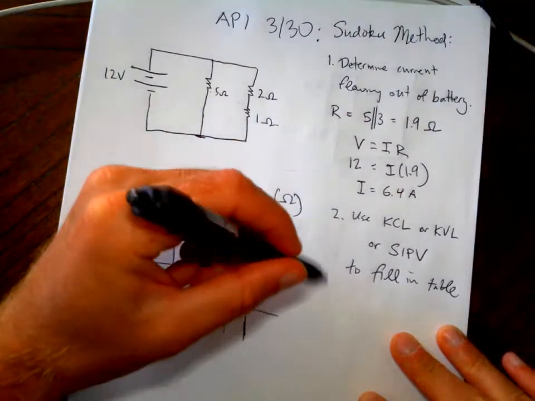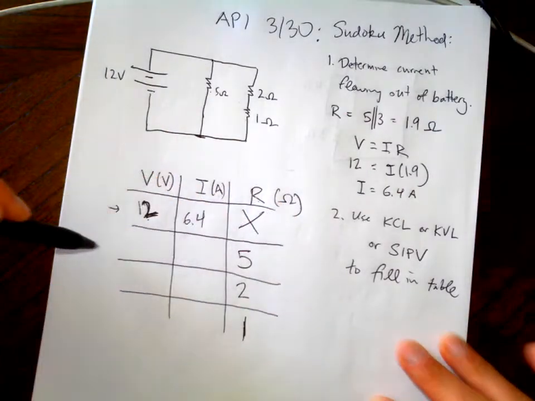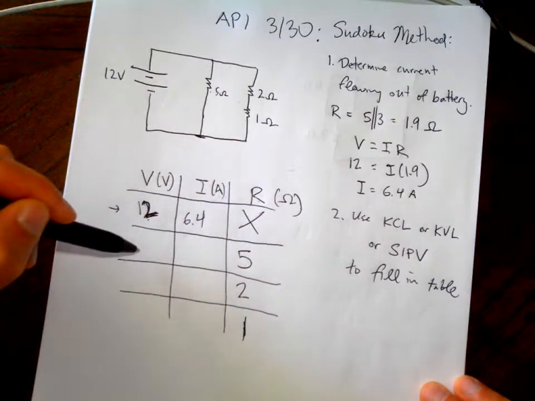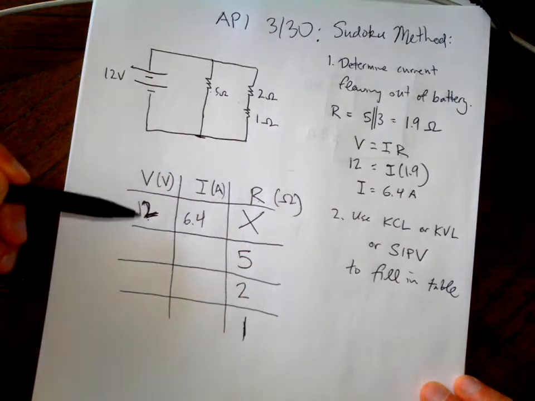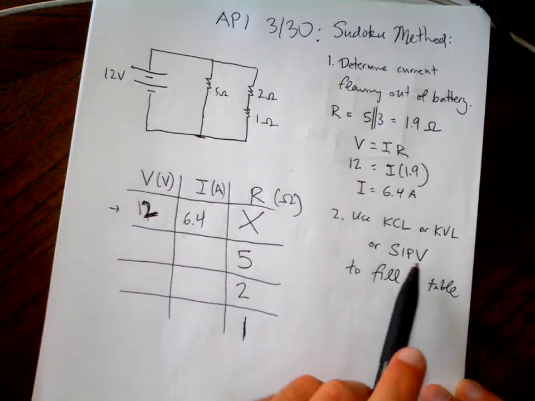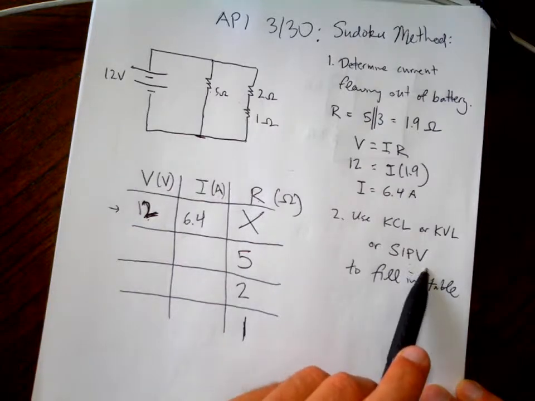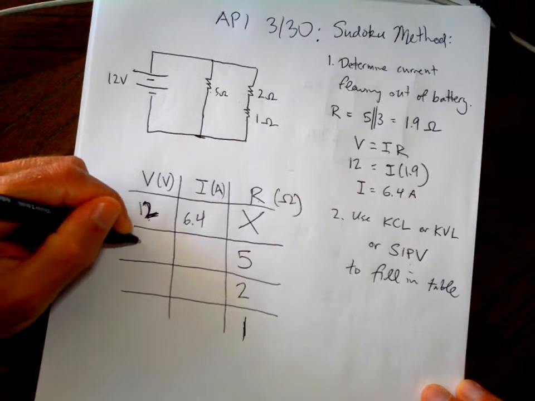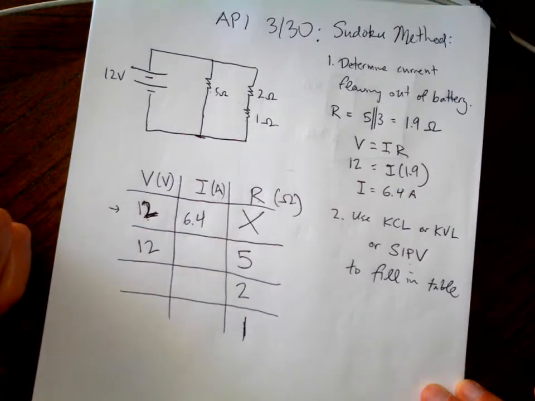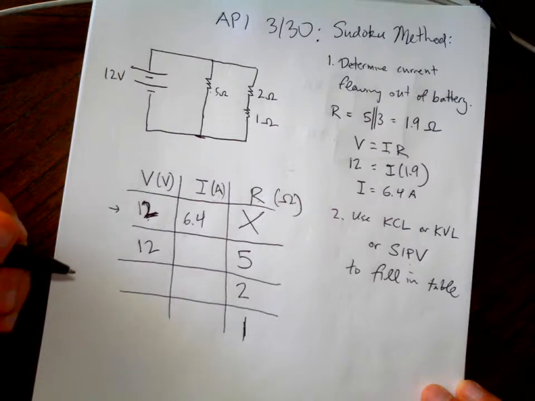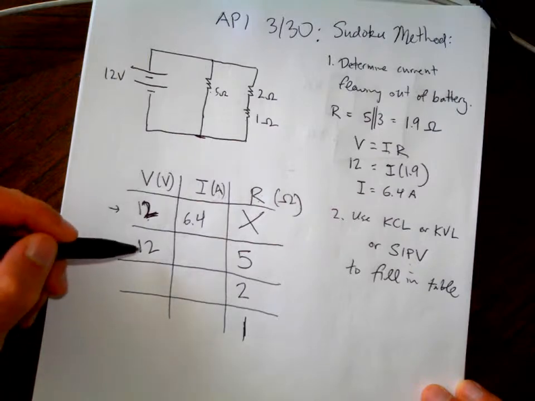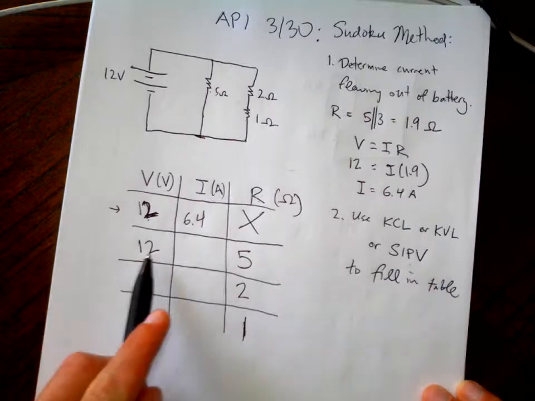So for the row for the 5 ohm resistor, it's in parallel with the 12-volt battery. And according to SIPOV, parallel things have the same voltage. So this would have to be 12 volts. So I just used SIPOV to fill in part of the table.